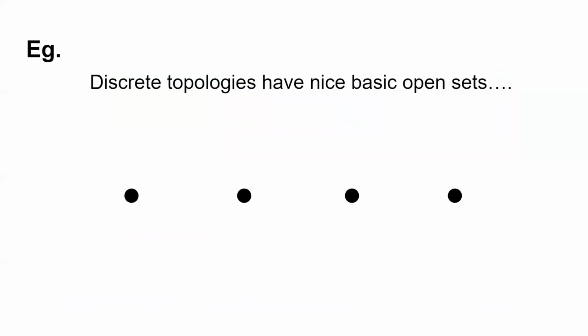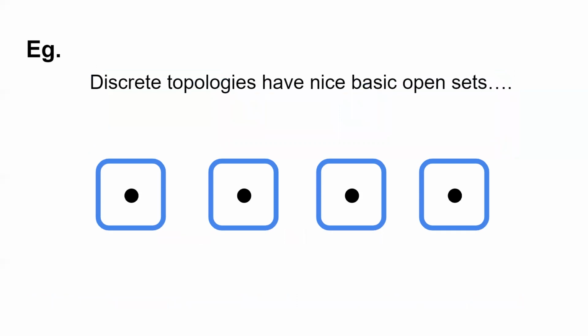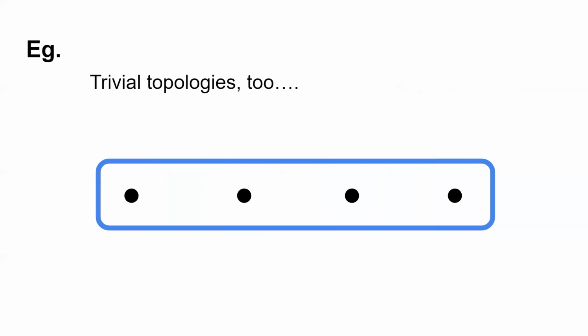Okay, so let's look at some examples, the 2 extreme examples. I like discrete topologies, personally. They have very nice bases. Every discrete topology has a very nice basis. And basically, you just want to put every point in its own basic open set. That's it. This is a basis for a topology. Now, of course, the empty set is always implicit. Don't worry too much about that. The trivial topology also has a very nice basis. Just one basic open set. It's the whole set. There's not much more to say there.